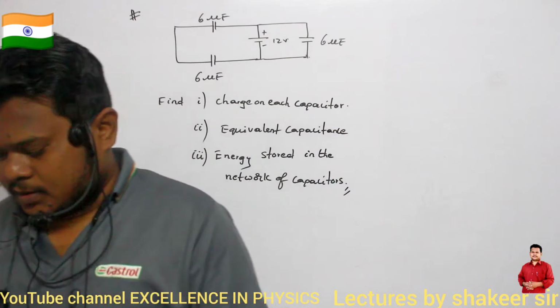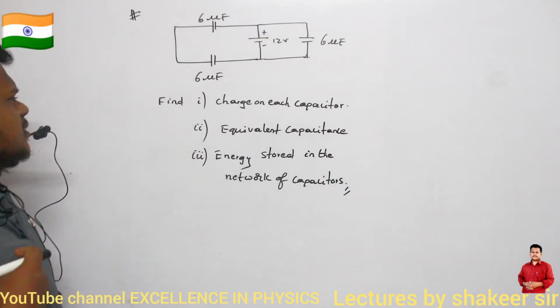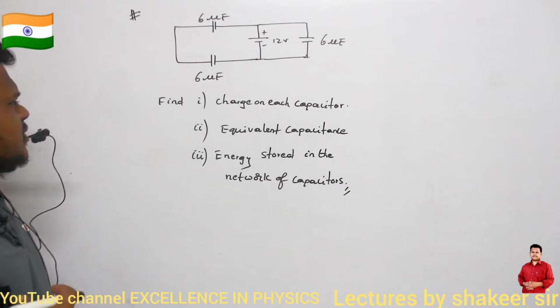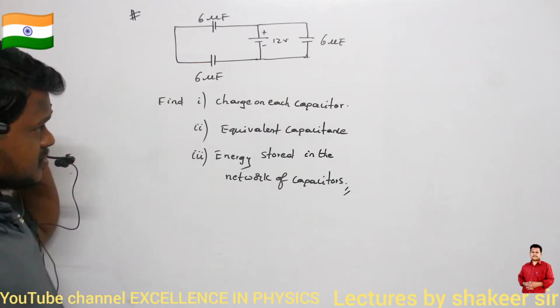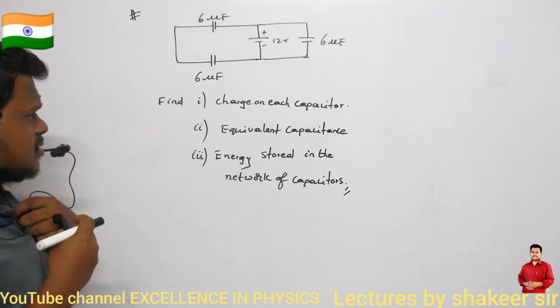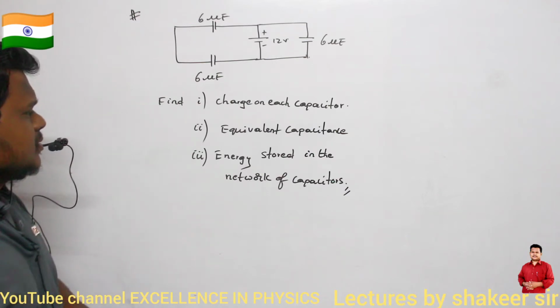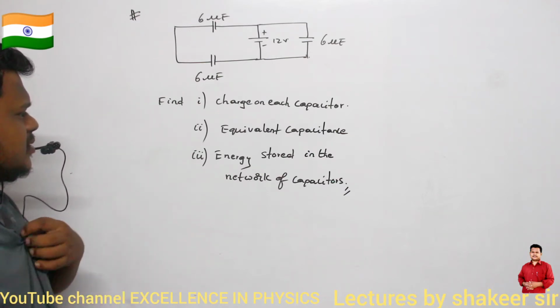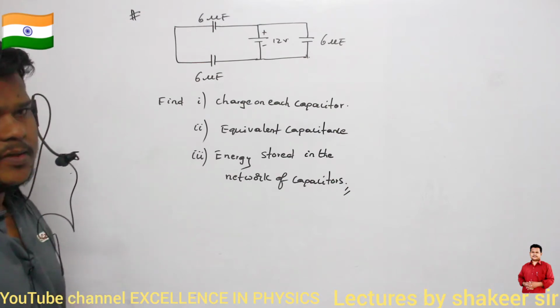Okay, so this is the given circuit. There are 3 capacitors: 6 microfarads, 6 microfarads, and one more capacitor, also 6 microfarads. Clear? So what is the charge present on each capacitor? That is the first question. Then the equivalent capacitance, and what is the energy stored in the network of capacitors? That is the question. Clear?